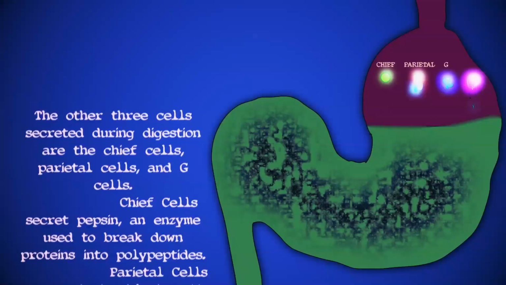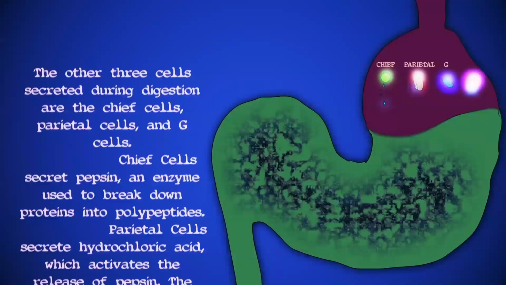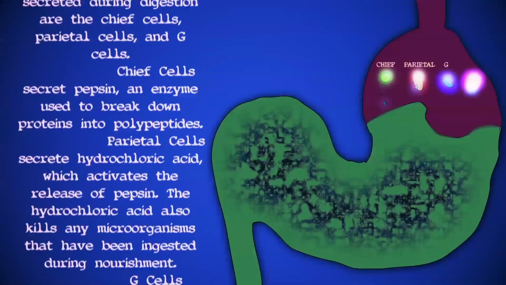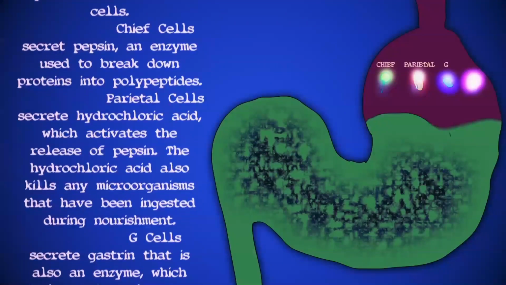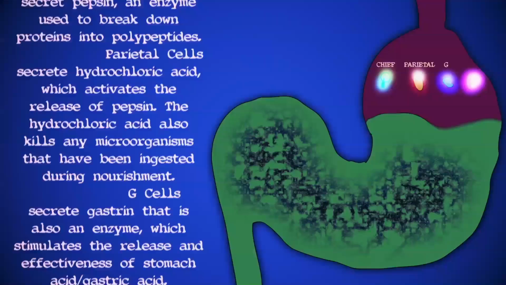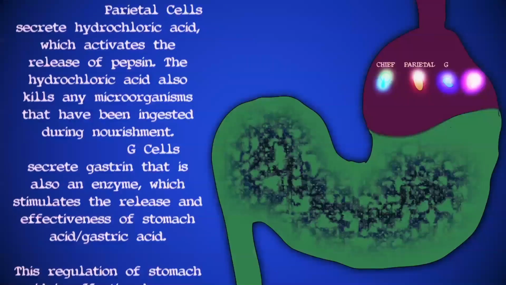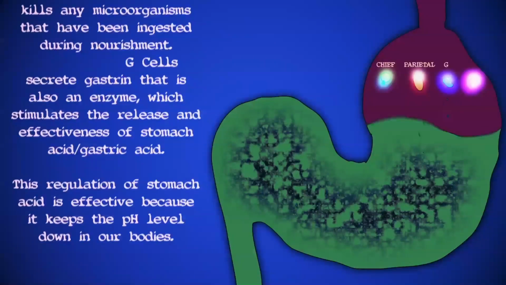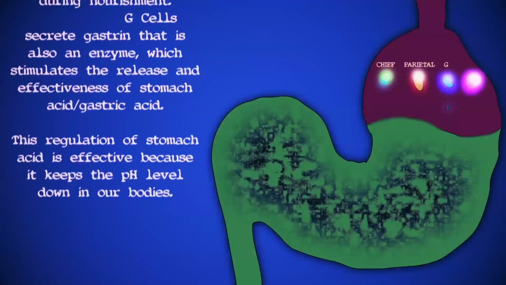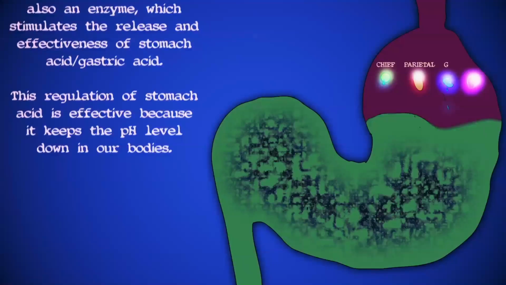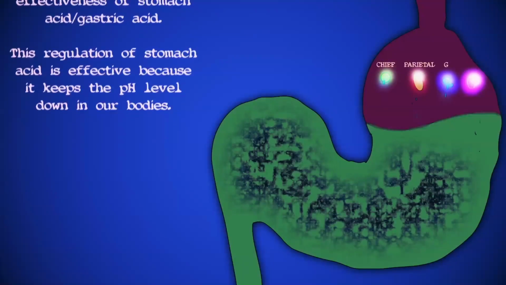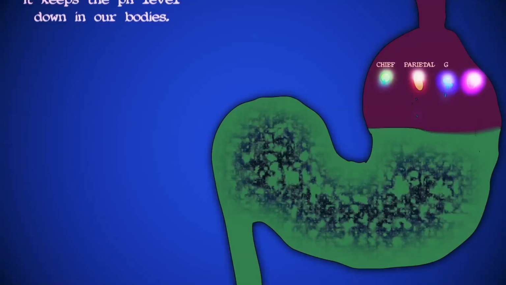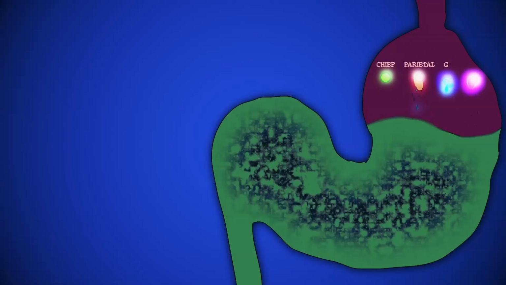Chief cells secrete pepsin and enzymes used to break down proteins into polypeptides. Parietal cells secrete hydrochloric acid, which activates the release of pepsin. The hydrochloric acid also kills any microorganisms that have been ingested during nourishment. G cells secrete gastrin, that is also an enzyme, which stimulates the release and effectiveness of stomach acid or gastric acid. This regulation of stomach acid is effective because it keeps the pH level down in our bodies.